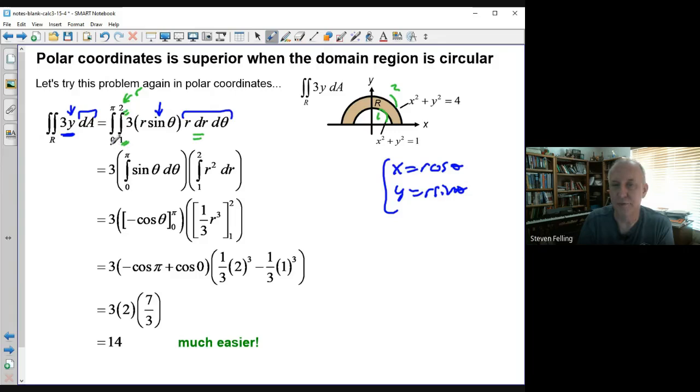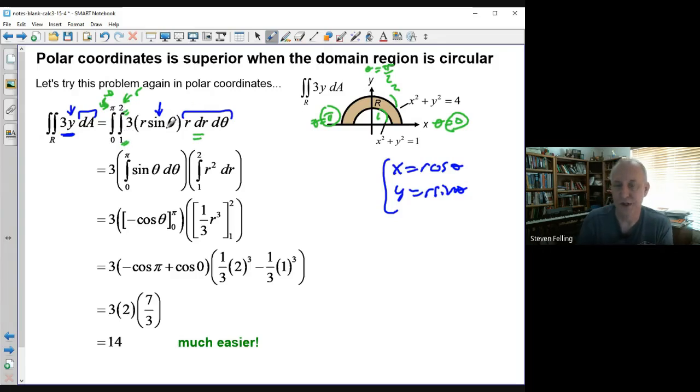And then the angle has to be the angle in standard position. So this is where theta would be 0. This is where theta is equal to pi over 2. This is where theta is equal to pi. And so to cover this entire region, we have to go from 0 to pi. And that's where we get the theta limits of integration here. Okay, so we get simpler limits of integration.